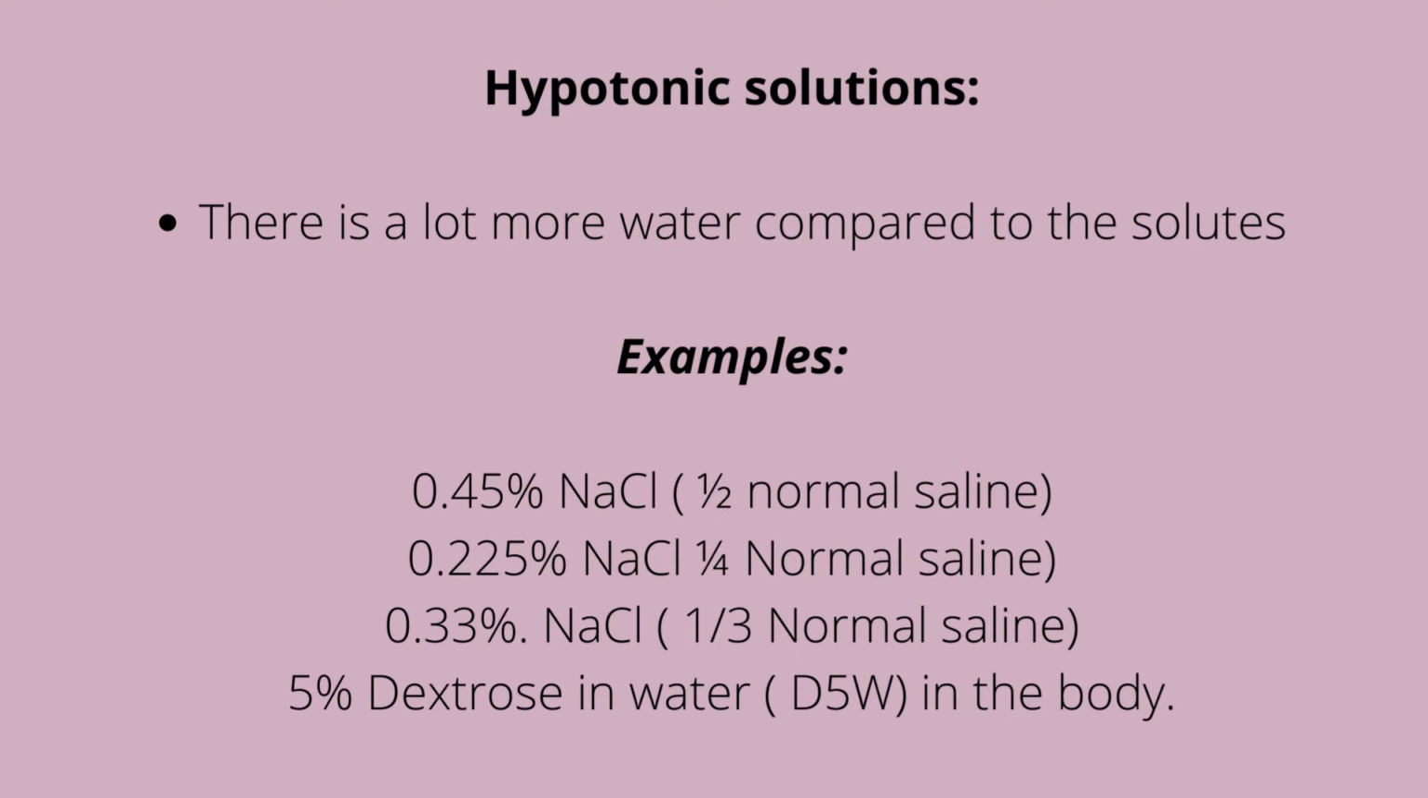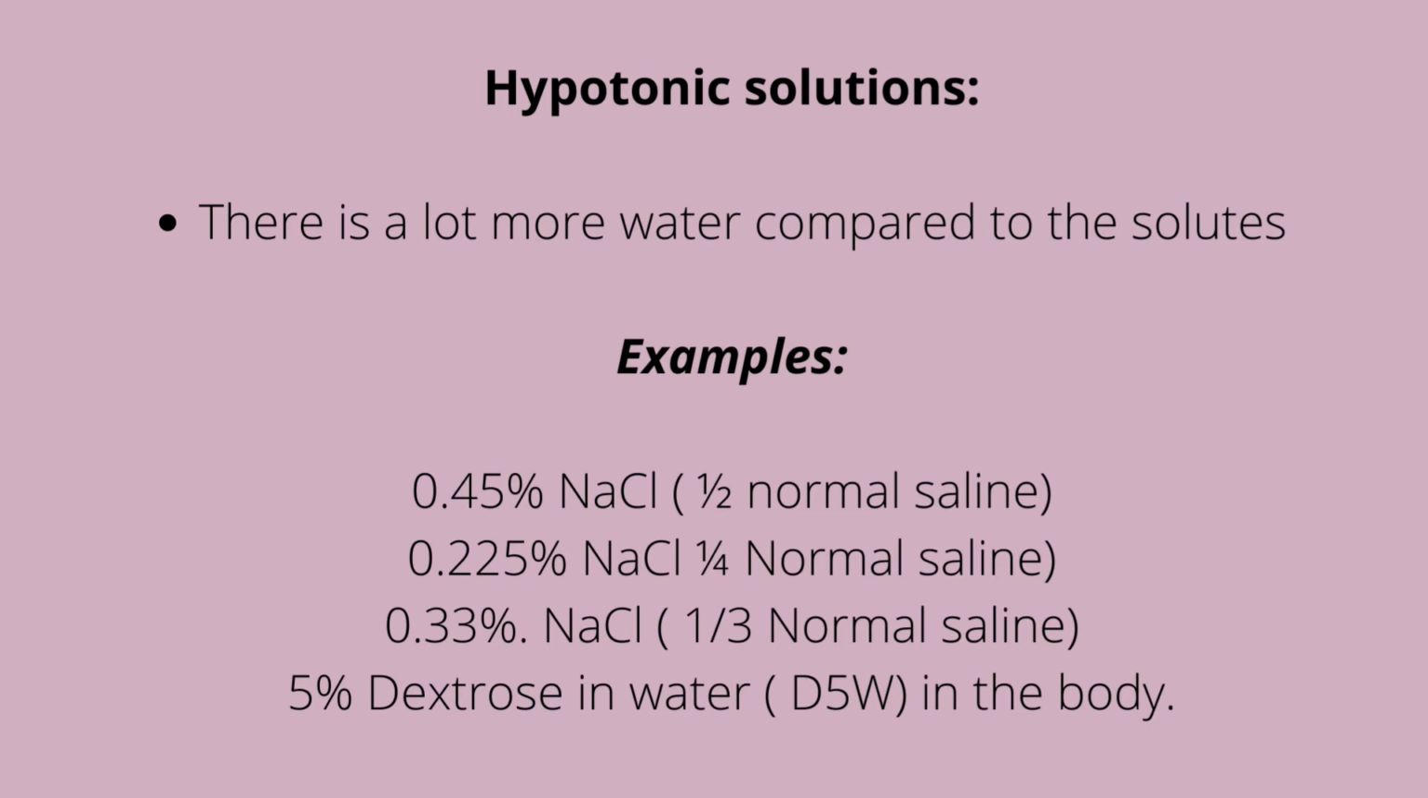Hypertonic solution, there is a lot more water compared to the solids, meaning the solids are over diluted. So this will make the extra water to move to the cells. And it's normally used to treat intracellular dehydration, right? So our cells are dehydrated and we put this fluid in our vessels. Since there is more water in the vessels, it will move into our cells and cause hydration.